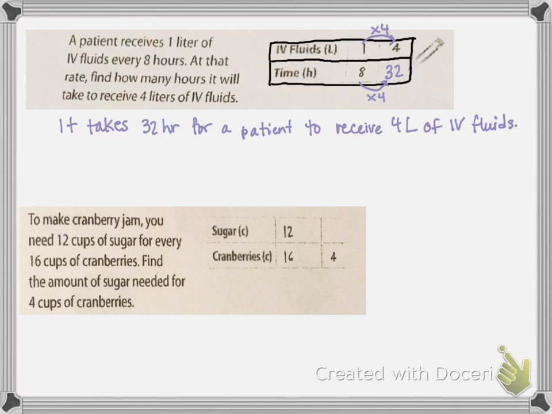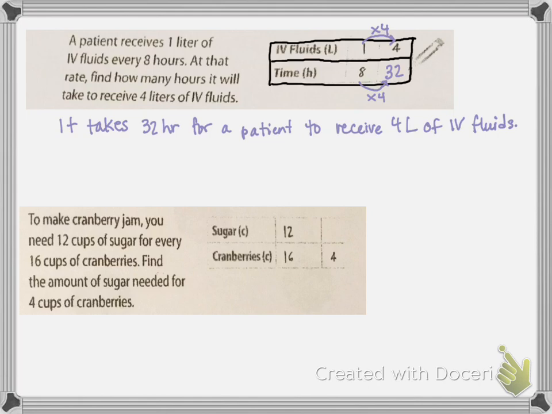To make cranberry jam, you need 12 cups of sugar for every 16 cups of cranberries. Find the amount of sugar needed for 4 cups of cranberries. So basically somebody has a recipe for, let's say, canning, where they're going to make a lot of this cranberry jam, and then they're going to give it away for presents, or keep it in stock for themselves. The reality is, if I just wanted a jar or so for myself, I don't need that many cranberries or that much sugar.